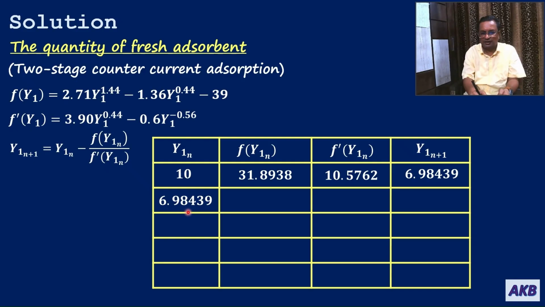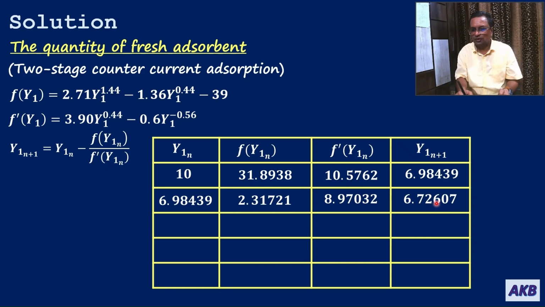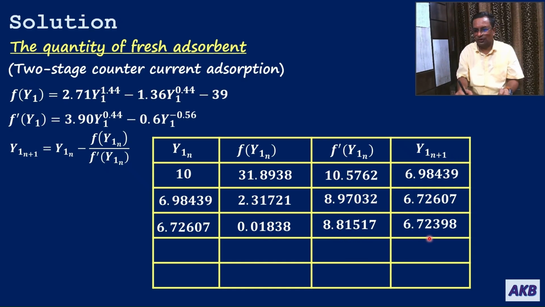Now in the next step, I will be using this as the old value. So 6.98439. If I use this as the old value, the function at this old value comes out to be 2.31721. The derivative of the function comes out to be 8.97032. And then after using this formula, the new value for y1 I get is 6.72607. Next, this will be the old value for the next step. So with this old value, I get the function at that old value, then the derivative of the function at that old value, and then the new value for y1.